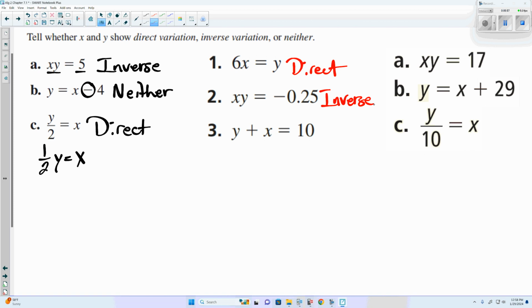Neither? Neither. Yeah, because you've got a plus sign. Because of the plus, this tells us it is neither. A is inverse. xy is inverse. B, neither, because of the plus. y over 10 equals x. I got it direct.